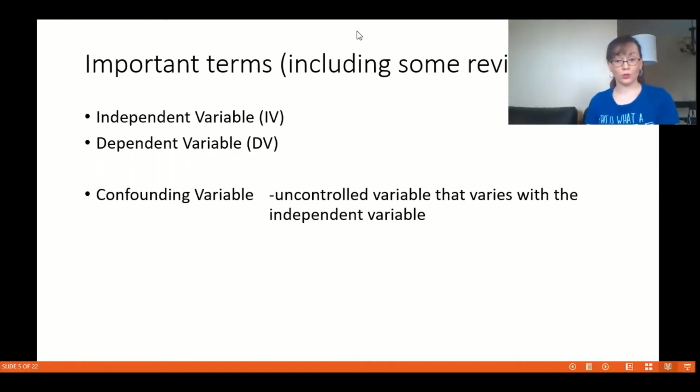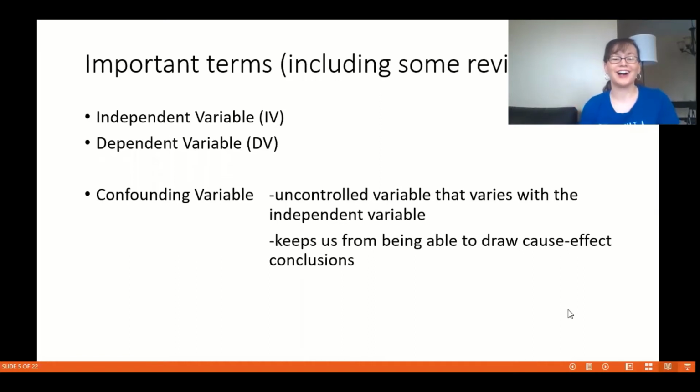And so if we don't know which of our variables, whether it was our independent variable or our confounding variable, is causing the difference between our groups, this means that this is going to keep us from being able to draw cause and effect conclusions.